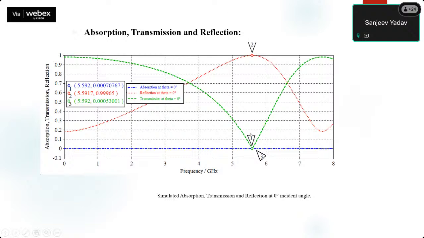Again, the transmission, reflection, and absorption results are being combined here, so that you can see that all of them are working at 5.59 gigahertz. Here in the red part, you can see the reflection part, the green part is again showing the transmission part, and in the blue part, nothing is being absorbed. The full part is being reflected, only this is transmitted.